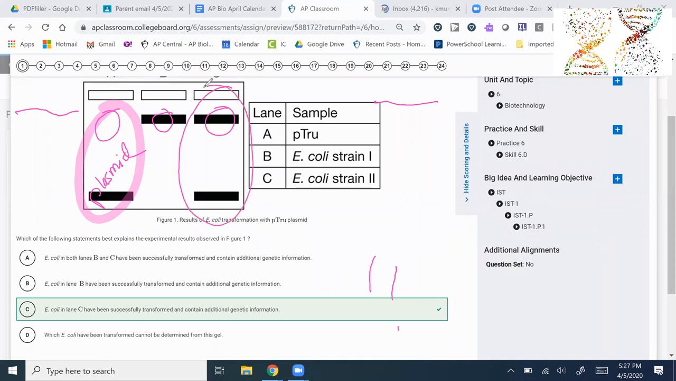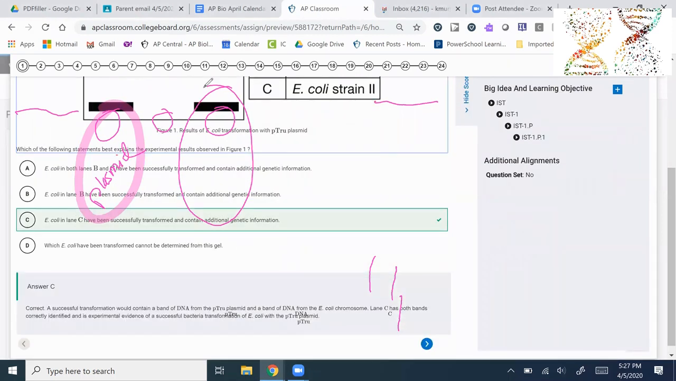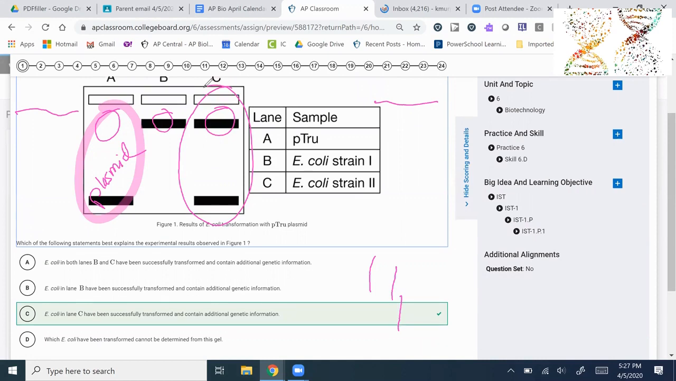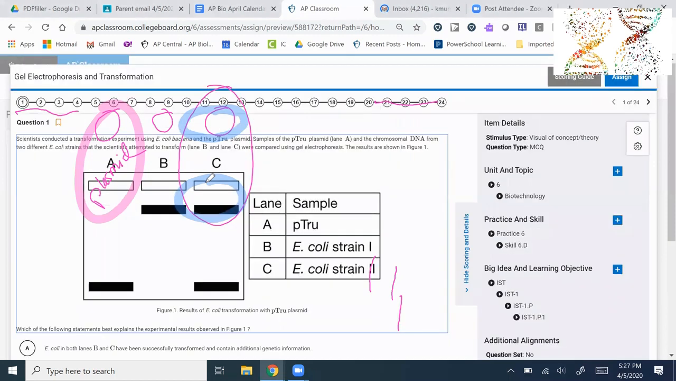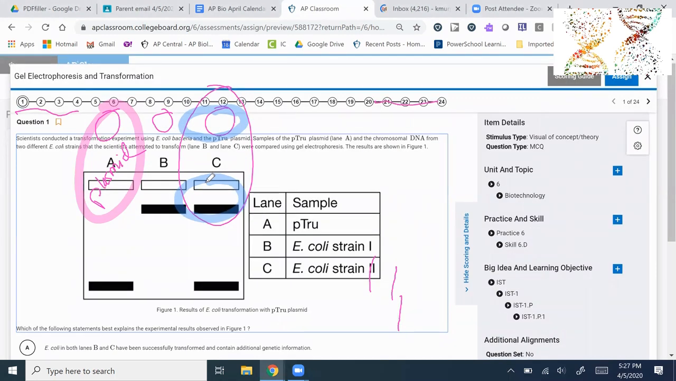this one here, and I will scroll up so you can see, sorry for my lines here, but if you have the transformation, you're going to have the chromosomal DNA and the plasmid. So you can see that lane C here is going to have the chromosomal DNA and it's going to have the plasmid. So if I go back up, it says chromosomal DNA from 2 different E. coli strains. So it has both.